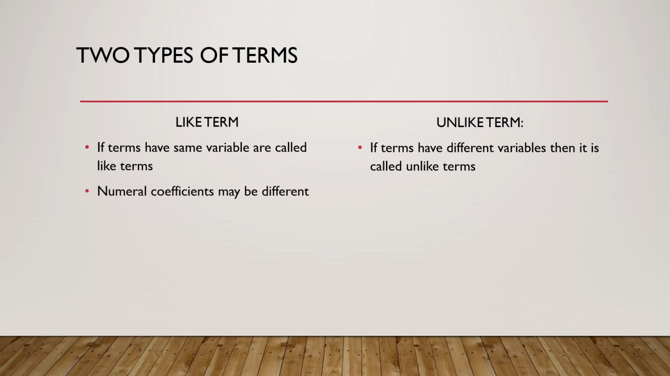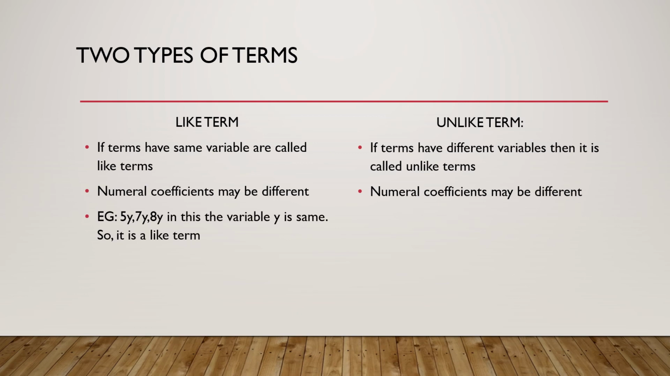Numerical coefficient. What is a numerical coefficient? A numerical coefficient is nothing but the number next to the variable. It may be different; the numerical coefficient need not be the same. Even in like terms, the numerical coefficients may be different. In the example, I will let you know what this numerical coefficient is.